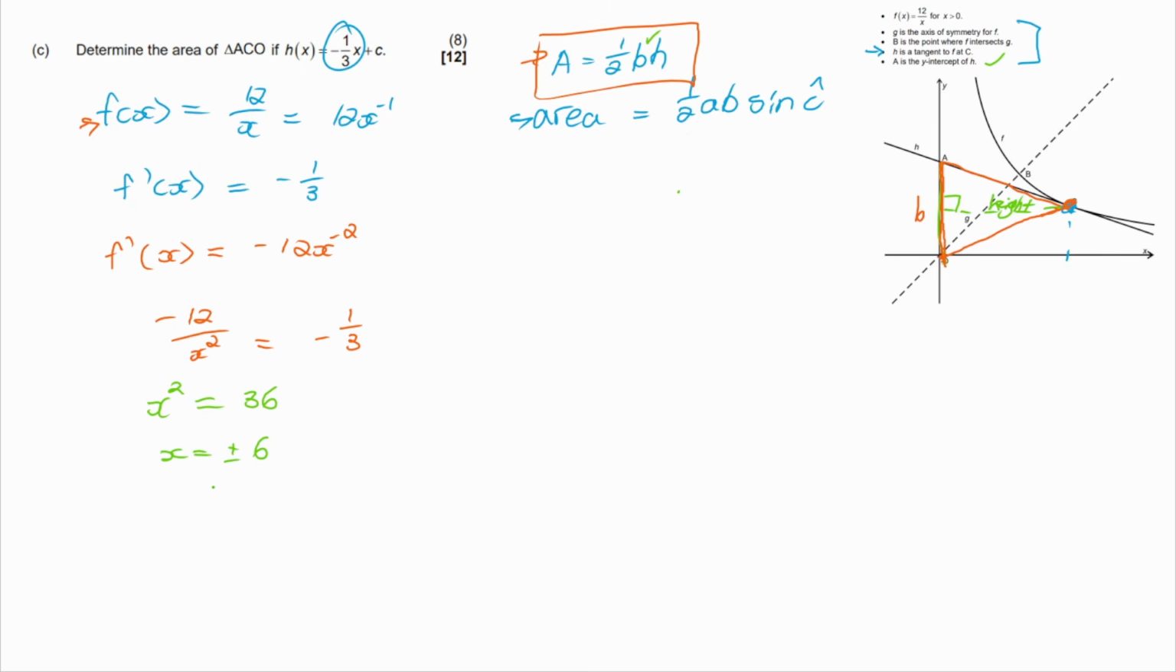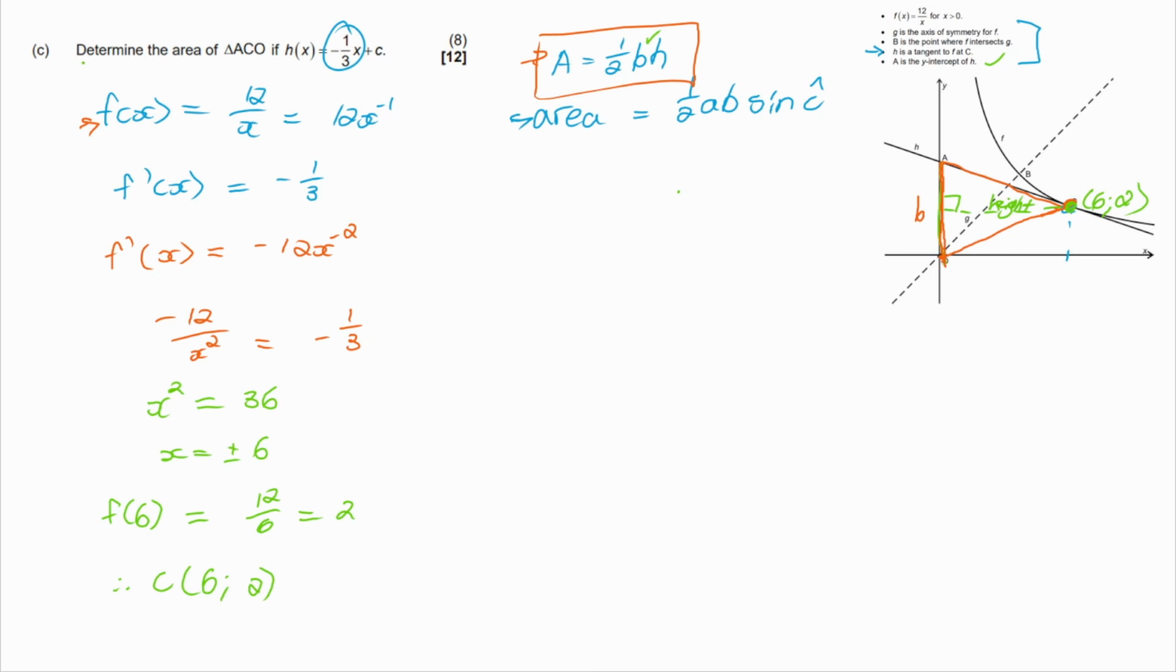Obviously the x coordinate of C then is 6. We're going to need the y coordinate as well. To get the y coordinate of C, we just plug it into the equation of f. So we plug 6 into f, which is just 12 over 6, which is 2. Therefore the coordinates of C, which we fought to get to, is 6, 2. So that's some important information.